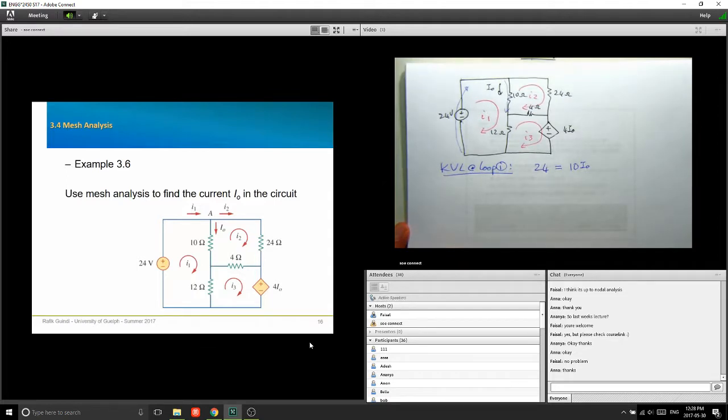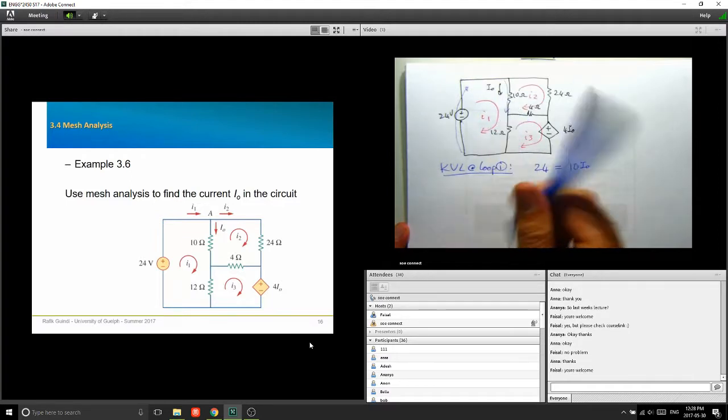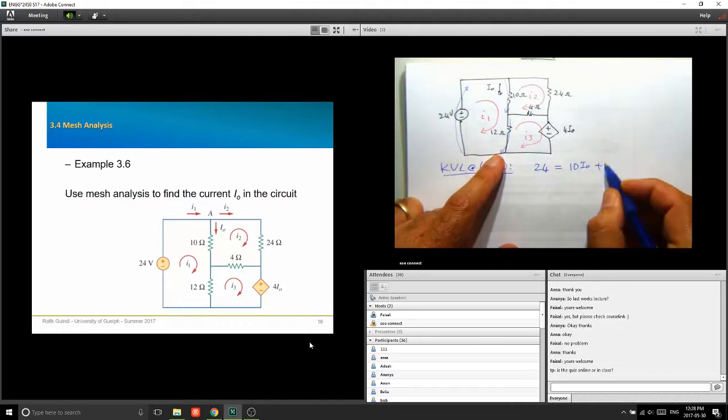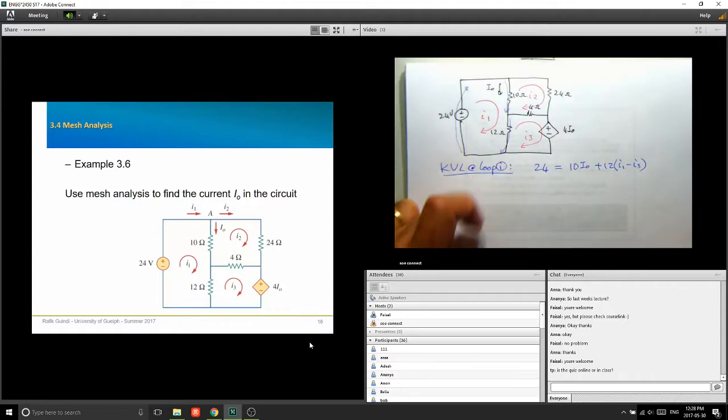Okay. You have a drop here. You have a current called I naught. So this drop is 10 I naught. And then from here to here, that's my first equation.